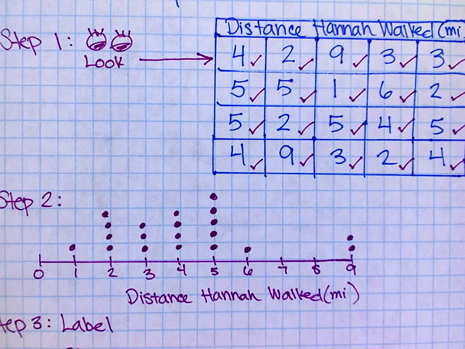Miss Graham, Hannah could mostly walk 5 miles. Yes. How'd you get that? You're so smart. How'd you get it, Noah? On the graph, all the numbers that she walked was more than all the numbers. Yeah, the most occurring, the mode, the one that occurs the most is 5. So most likely she's going to walk 5 miles.